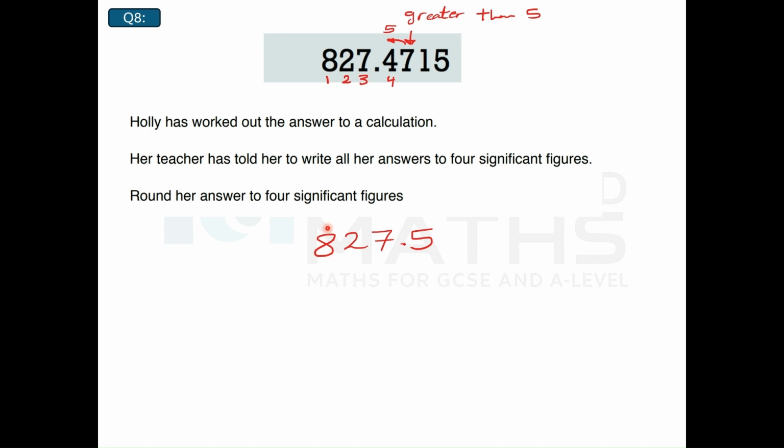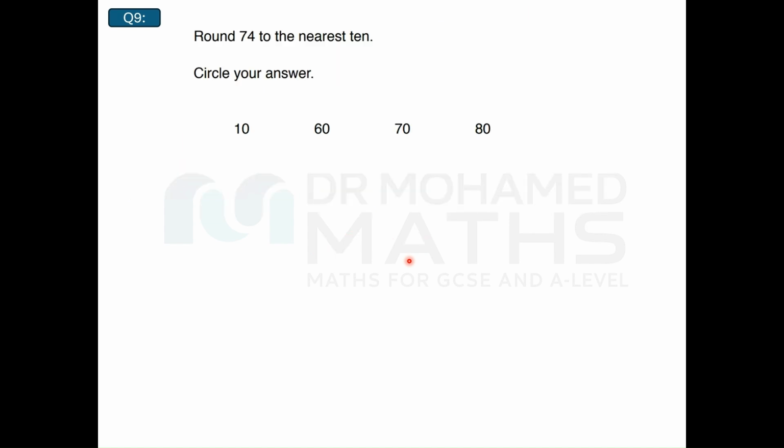Let's check. This first digit is the first significant figure, second significant figure, third significant figure, and then this is the 4th significant figure. So this is the final answer.